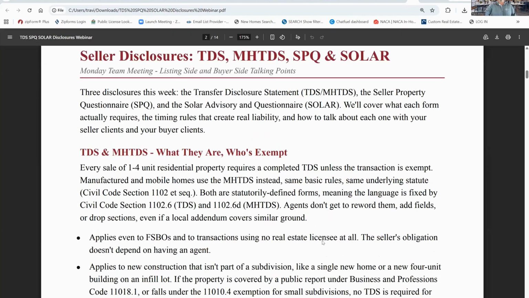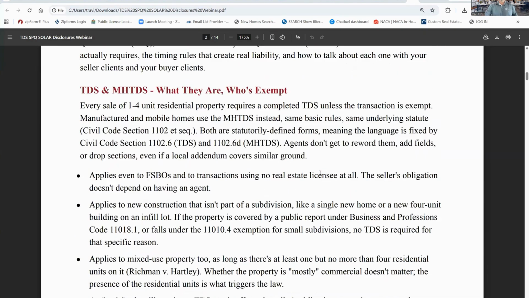So let's go ahead. And we're going to cover what each of these forms actually requires, the timing rules that create real liability, and how to talk about each one with your seller clients and your buyer clients, because you do have a little bit of a different perspective depending on which side you are representing on this. So let's start off with the TDS and the mobile home TDS, what they are and who is exempt.